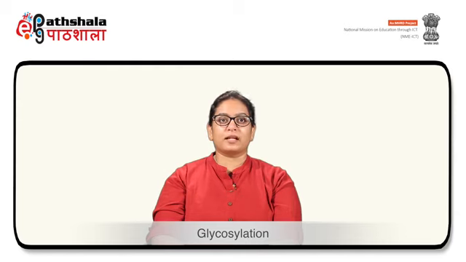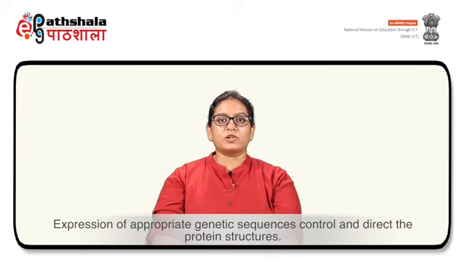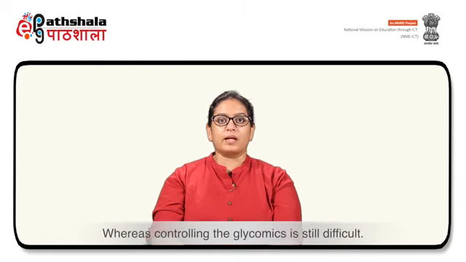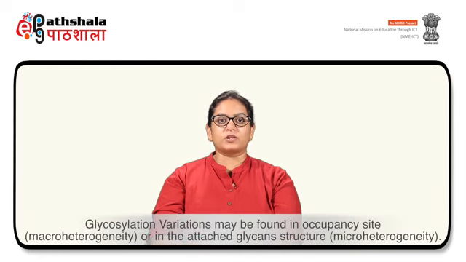The next factor is glycosylation. Using animal cells is preferred for the production of biopharmaceuticals because they are capable of adding carbohydrate groups, or glycans, to the synthesized protein. Expression of appropriate genetic sequences controls and directs the protein structures, whereas controlling the glycomics is still difficult. Glycosylation variations may be found in site occupancy or in attached glycan structures.